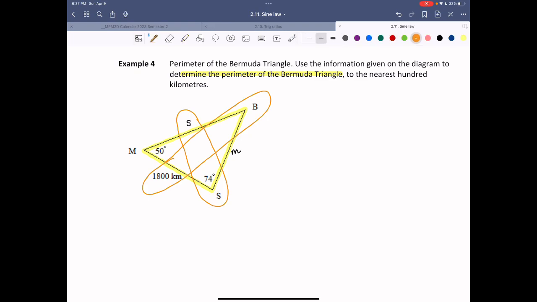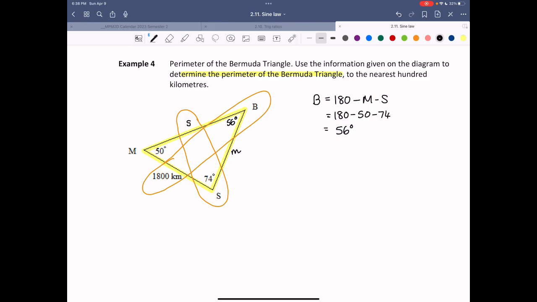We know that's easy because we already have two given values of M and S. So angle B is simply equal to 180 minus angle M and angle S. In other words, 180 subtract 50, subtract 74. And that gives me, I'm being lazy using a calculator instead of my brain, 56 degrees. All right, so let's start by writing that in there. And now I have my values that I need.